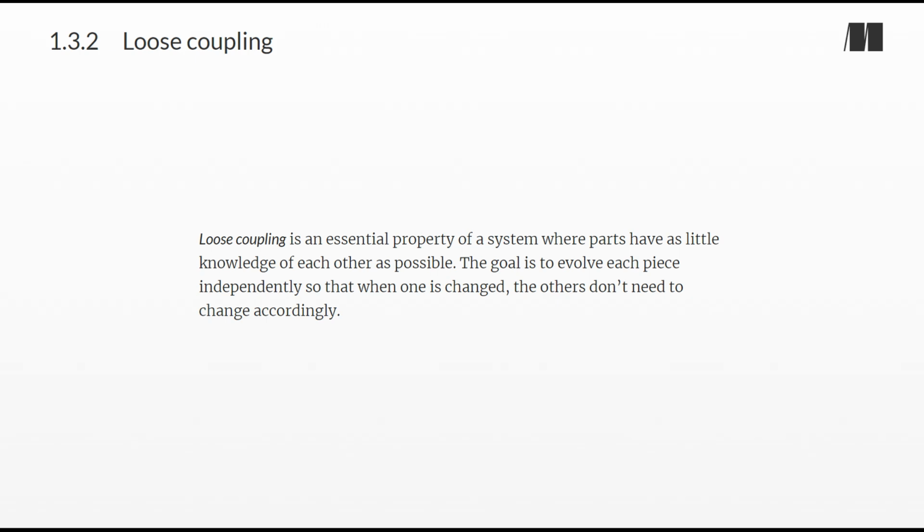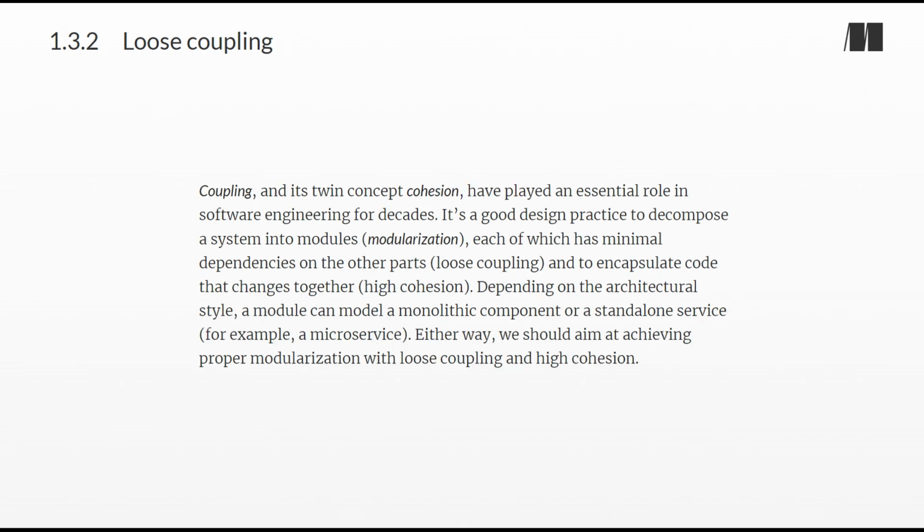Section 1.3.2, Loose coupling. Loose coupling is an essential property of a system where parts have as little knowledge of each other as possible. The goal is to evolve each piece independently so that when one is changed, the others don't need to change accordingly. Coupling and its twin concept cohesion have played an essential role in software engineering for decades.